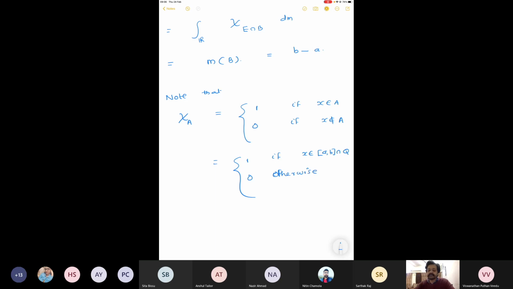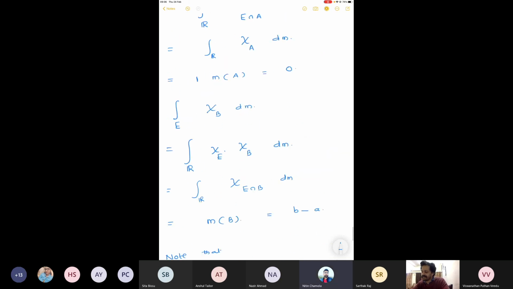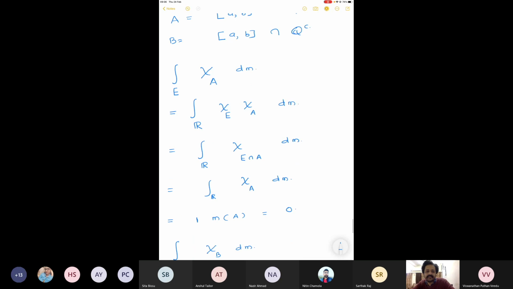So what is this? This is the famous Dirichlet function, right? 1 when x is rational and 0 when x is irrational. Is it Riemann integrable? No. But it is Lebesgue integrable with integral 0. That is what I told.